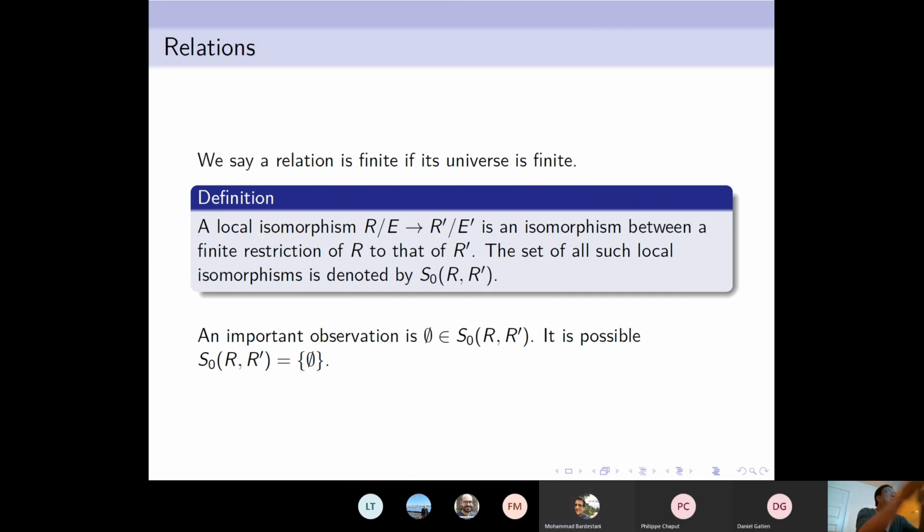If the universe becomes empty, then the relation also becomes empty. So there is an isomorphism between the empty set and the empty set.